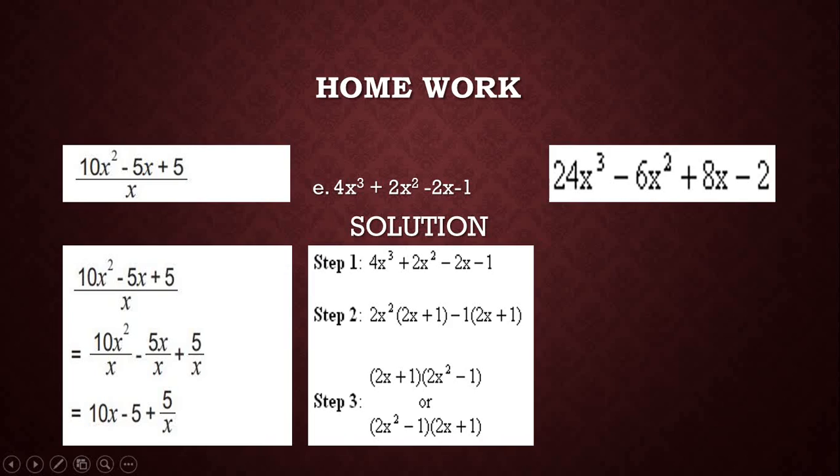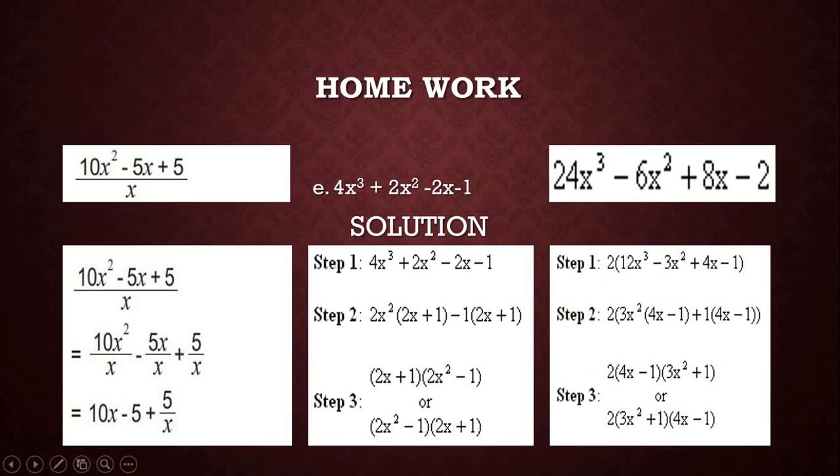If you can see this, 24, 6, 8, and 2, they have a common factor of 2. So you must take out a common factor of 2 first, and then multiply everything, which is what they did right here. So when you take out a common factor, you are going to be left with 12x cubed minus 3x squared plus 4x minus 1. From there, you are going to group this by simply putting a bracket there and a bracket there.